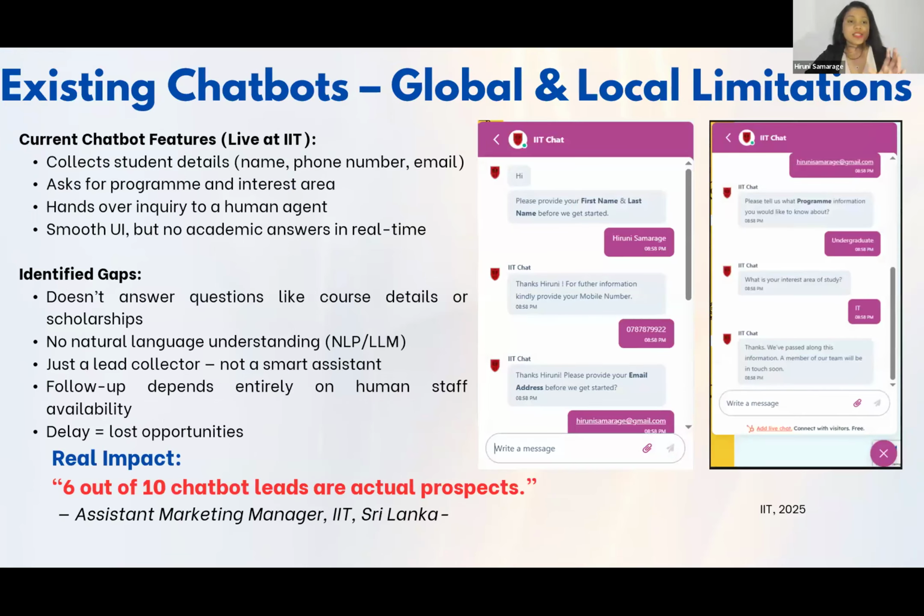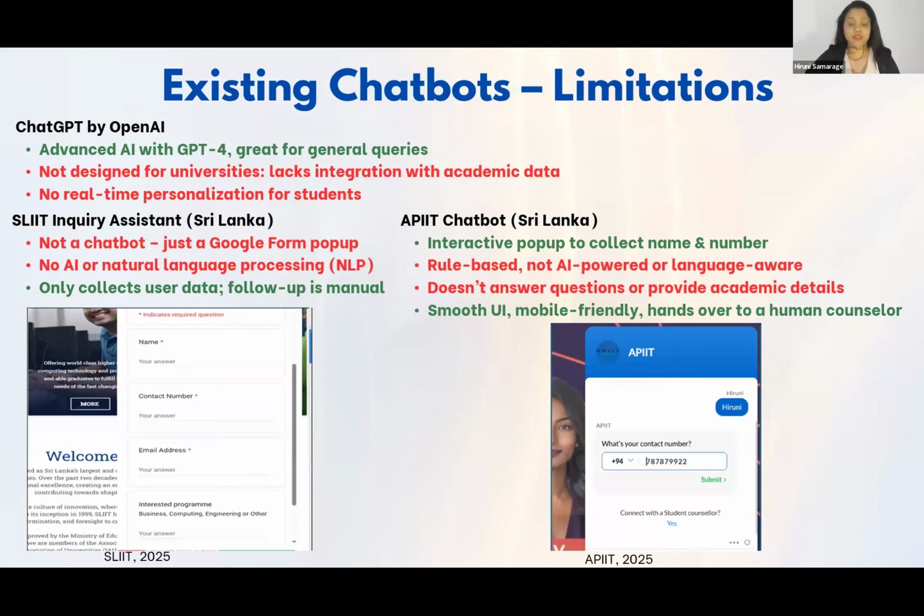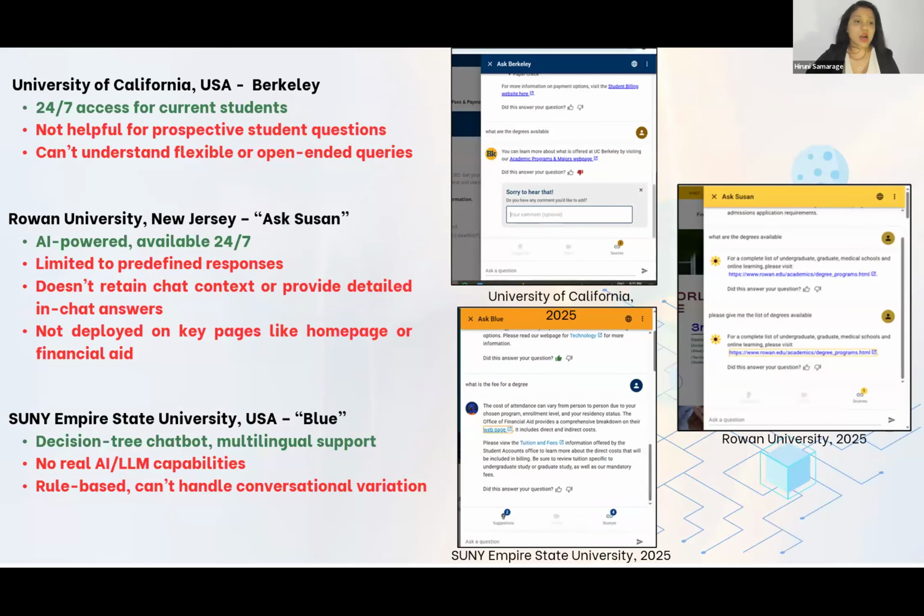So these are the existing chatbots globally and locally with their limitations. As you can see, mostly the existing chatbots are form type. They ask for the student's contact details, such as the name, contact number, and email address, and then it will be directed to a marketing counselor. So these are some of the local examples. And these are some of the global examples from University of California, Roman University, and SUNY Empire. That is what's called Blue. All of them are asking for student details, contact details, not the correct answers to the student's questions.